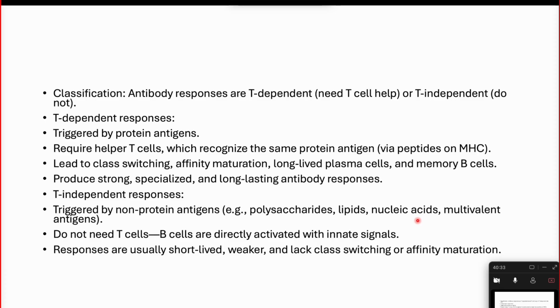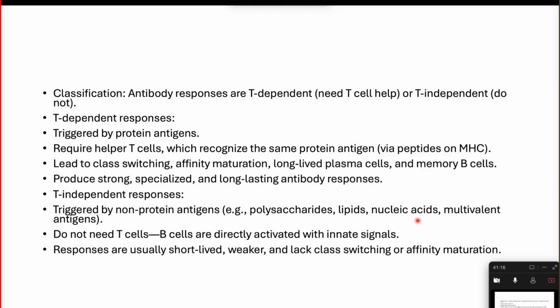Antibody responses are either T dependent, meaning they need T helper cells, or T independent, meaning they do not need any T helper cell for their responses. The T dependent response is triggered by antigens and requires helper T cells which recognize the same protein antigen via MHC. It leads to class switching, affinity maturation, long-lived plasma cells and memory B cells. They produce strong, specialized and long-lasting antibody responses.